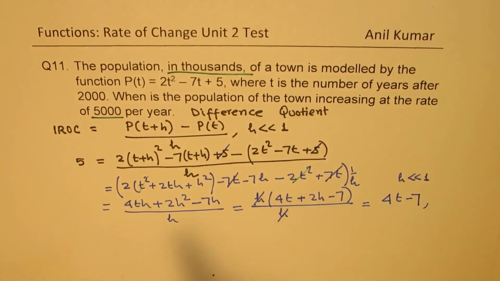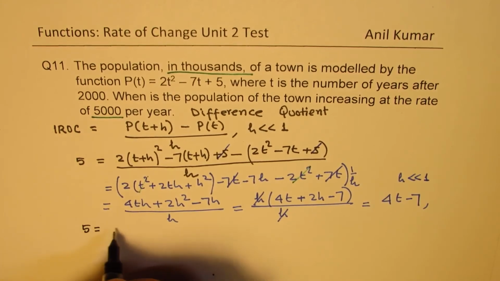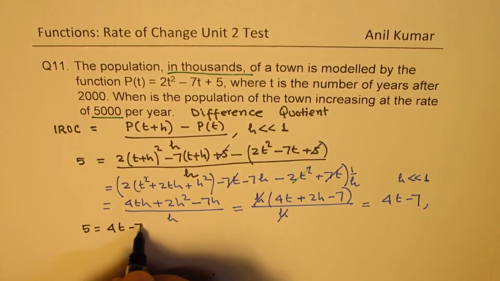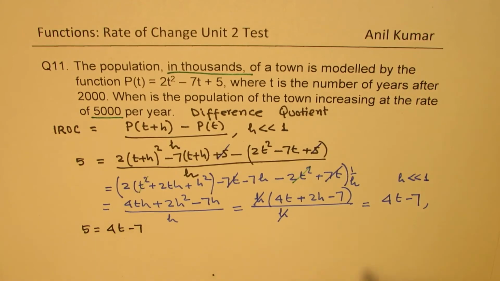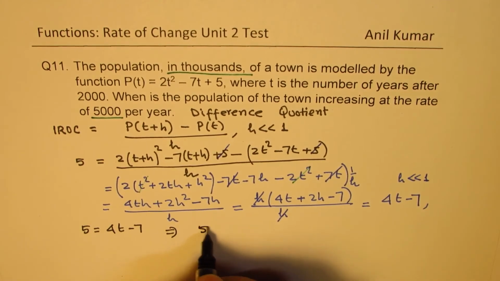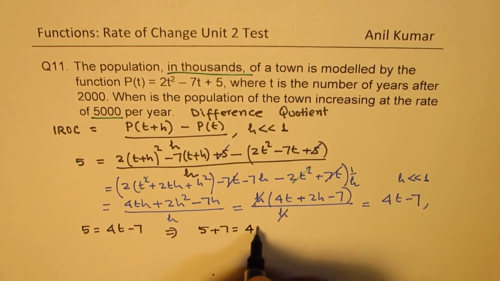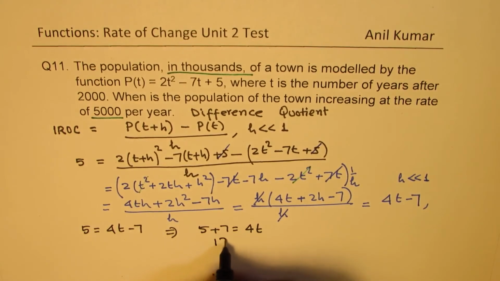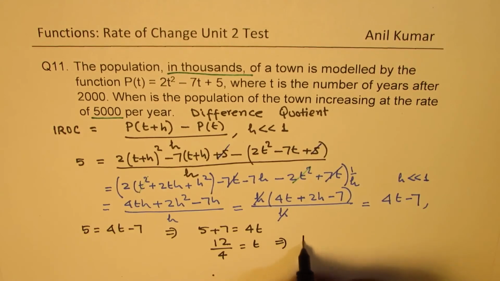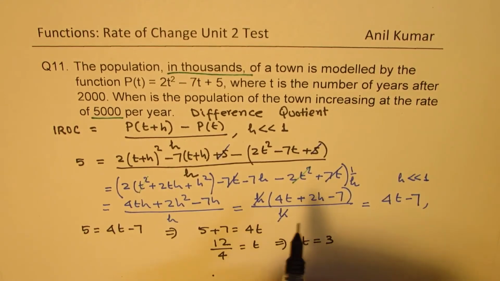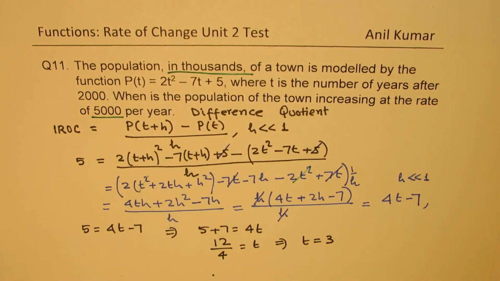So now we'll solve this equation. 5 equals 4t minus 7. So bringing 7 to this side, we get 5 plus 7 equals 4t, right? Which is 12. So 12 divided by 4 is equal to t. And that gives us t equals 3. So after 3 years, the rate of change will be 5,000 per year, right?